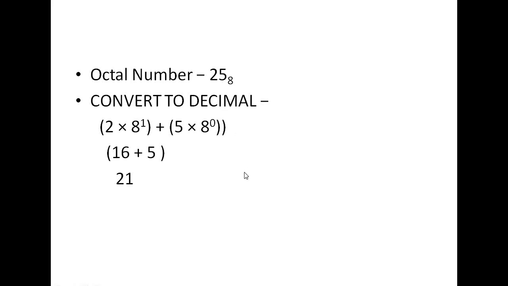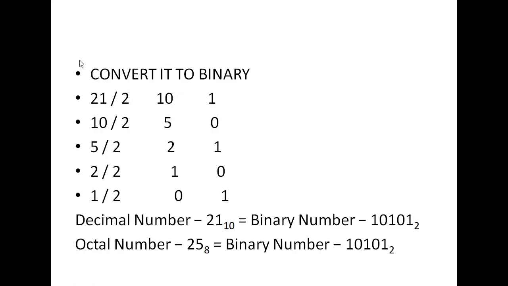But now I want 25 to binary number system. So first convert 25 to decimal, that is 21. Then 21 to binary. How can I convert? By dividing by 2. 21 divided by 2, 10, remainder is 1. Then 10 divided by 2, result is 5, remainder is 0. Then 5 divided by 2, result is 2, remainder is 1. Then 2 divided by 2, result is 1, remainder is 0. Then 1 divided by 2, result is 0, remainder is 1.